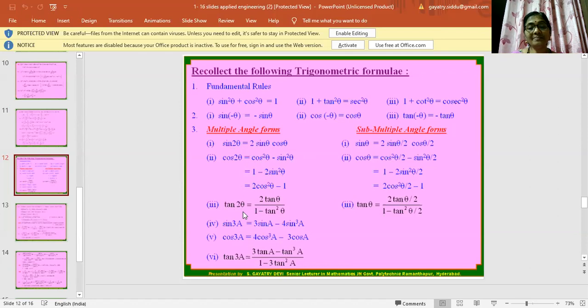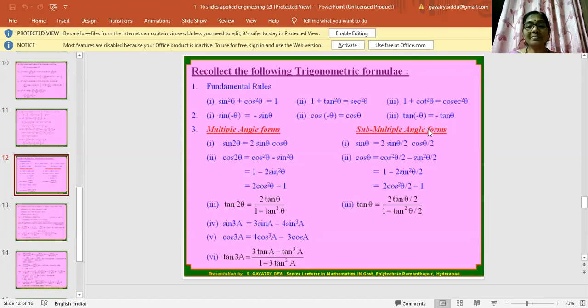Coming to tan 2 theta, equal to 2 tan theta by 1 minus tan square theta. You have multiple forms only for 2 theta and 3 theta in your syllabus. Just for change, we use 3a instead of theta. Any angle you can use: theta, capital A, anything. So sin 3a equal to 3 sin a minus 4 sin cube a. Cos 3a equal to 4 cos cube a minus 3 cos a. Tan 3a equal to 3 tan a minus tan cube a by 1 minus 3 tan square a.